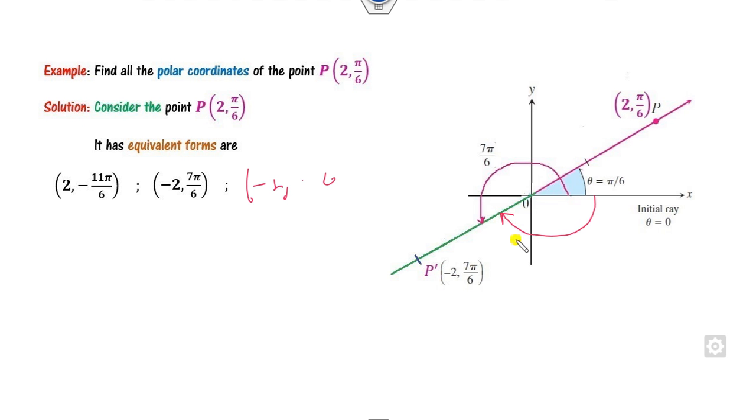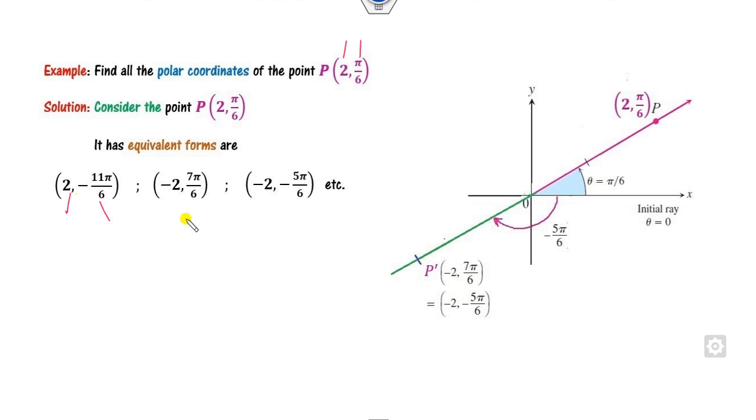So what is the angle of this? You can see up to this angle is 7 pi by 6. Can you find the remaining angle? You can subtract it from 2 pi. So that remaining angle is minus 5 pi by 6, which is the required one. So you can see, one positive, one negative, one negative, one positive, both are negative.